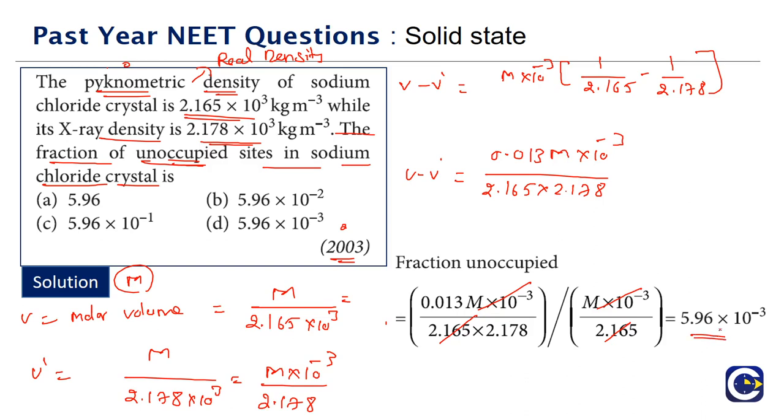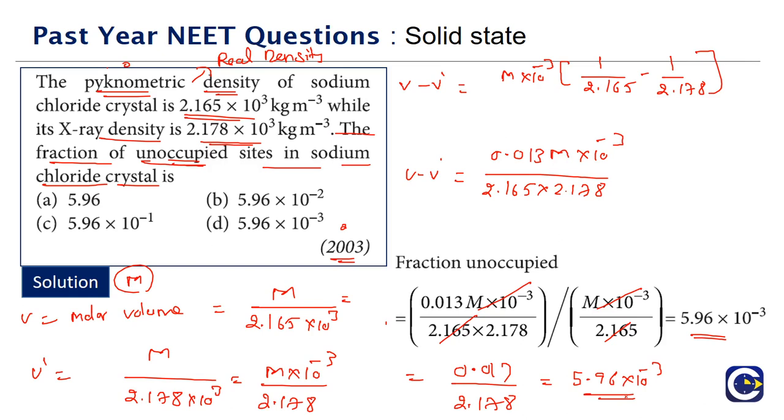So here also we can see the options are not quite close by. They are all different in terms of the powers of 10. Option A is 5.96. Option B is 5.96 in 10 power minus 2. Option C is 5.96 in 10 power minus 1. Option D is 5.96 in 10 power minus 3. So approximately 0.013 by 2.178 will be coming to 5.96 into 10 power minus 3. So this is how we will find the fraction of unoccupied sites.